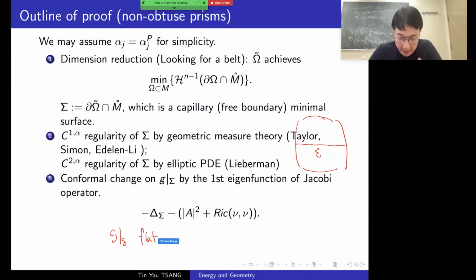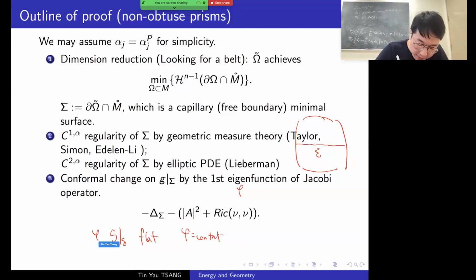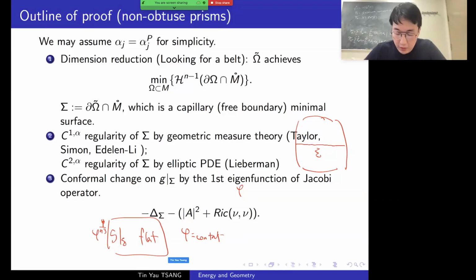And moreover, the function itself, the second function called phi, is actually constant. Oh sorry, phi to the power 4/(m+3) times g sigma is flat, and then phi is constant, which means g sigma itself is flat. So first of all, we know sigma itself is a flat surface. This is what we have so far.